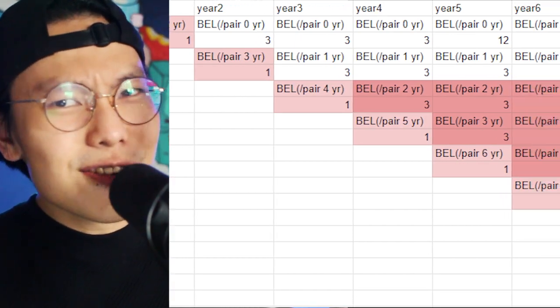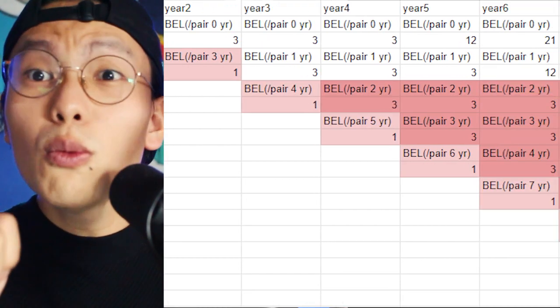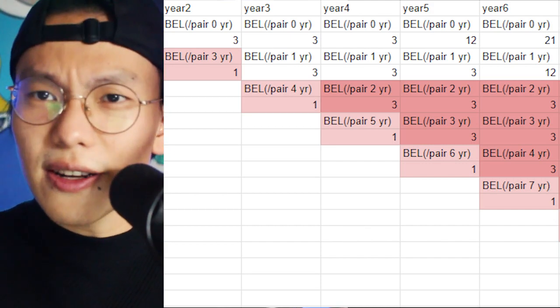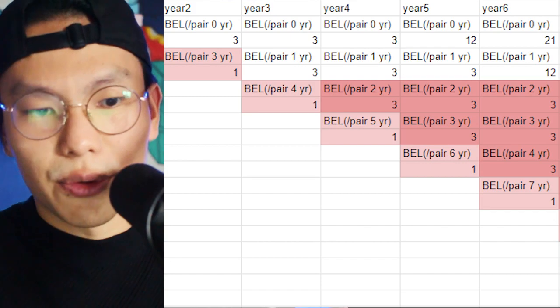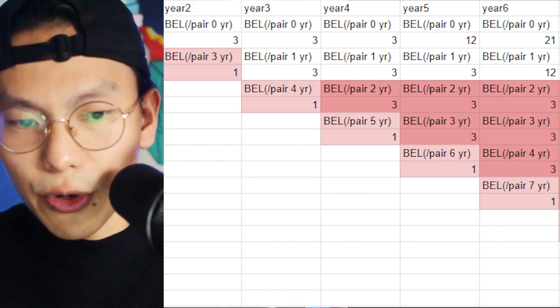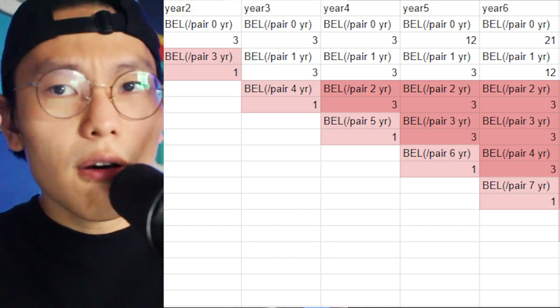That means in year 6, you would produce 21 pairs of 0 years old blue-eye leucistics. So on year 6, you have 21 pairs of 0 years old, 12 pairs of 1 years old, 3 pairs of 2 years old, 3 pairs of 3 years old, 3 pairs of 4 years old.